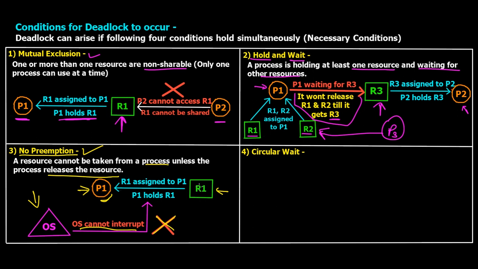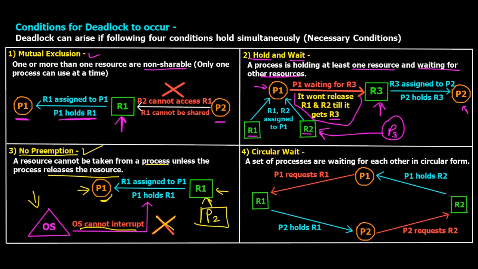So it is on this process to release this resource R1 when it feels that it has completed its activity. So this can lead to a deadlock situation. What if the process P1 never releases R1? Then if there is some other process P2, it will never get access to R1 even if it wants to, right? Because of mutual exclusion. So again, no preemption results in deadlock scenarios. And let's see the last scenario, that is circular wait.